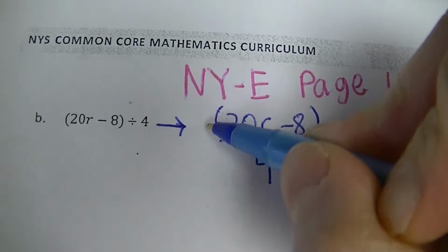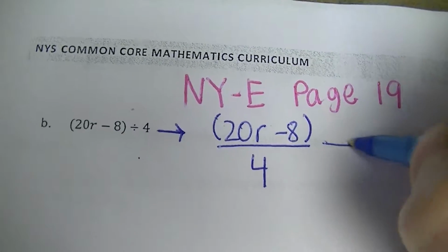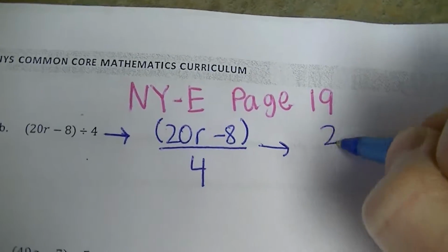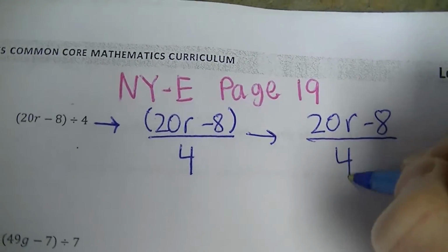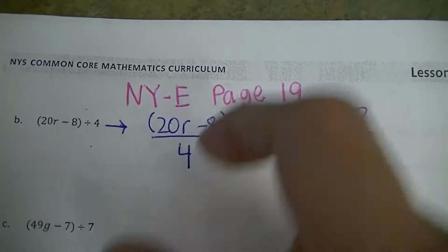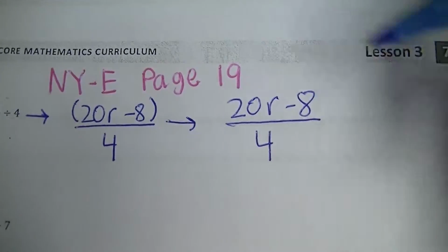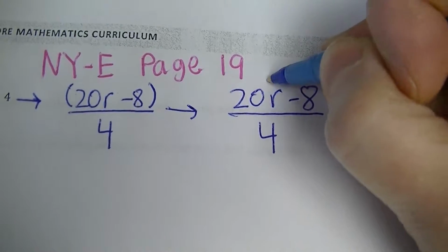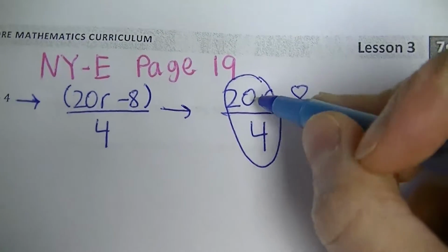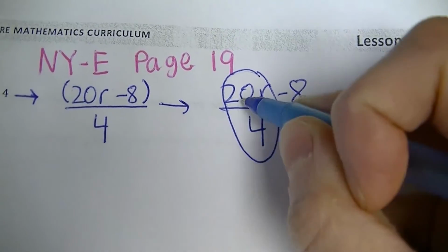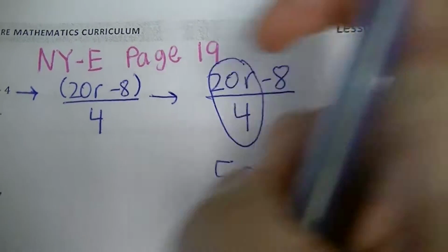You'll notice that there's no number or symbol directly in front of the parentheses. So basically, we can just drop those parentheses because they're not necessary. From here, now you want to divide it up. Here's what I mean by that. Break it up like this: 20 times r divided by 4. 20r divided by 4, well, 20 divided by 4 is 5, and bring down your r. 20r divided by 4 is 5r.